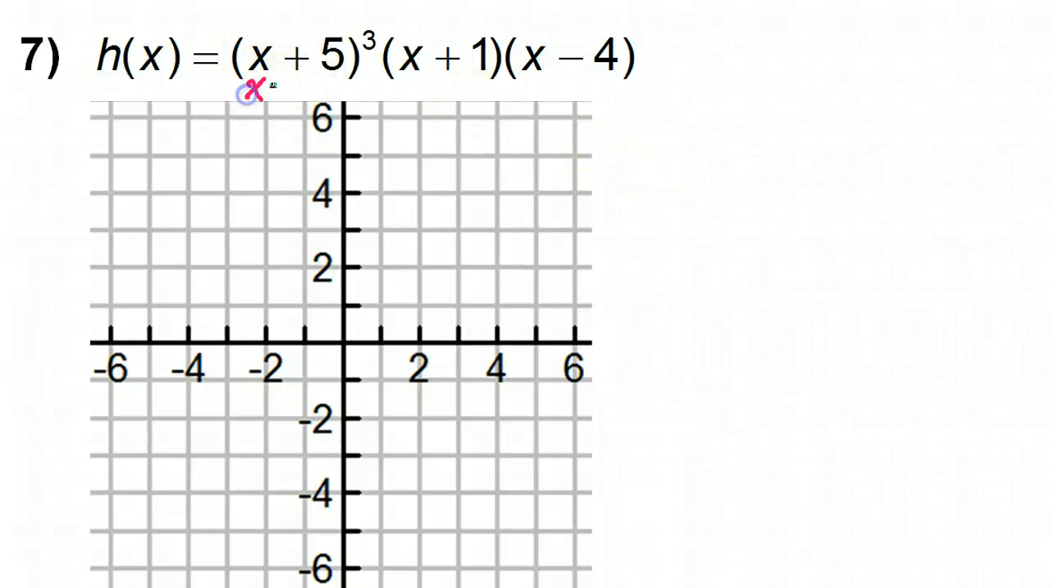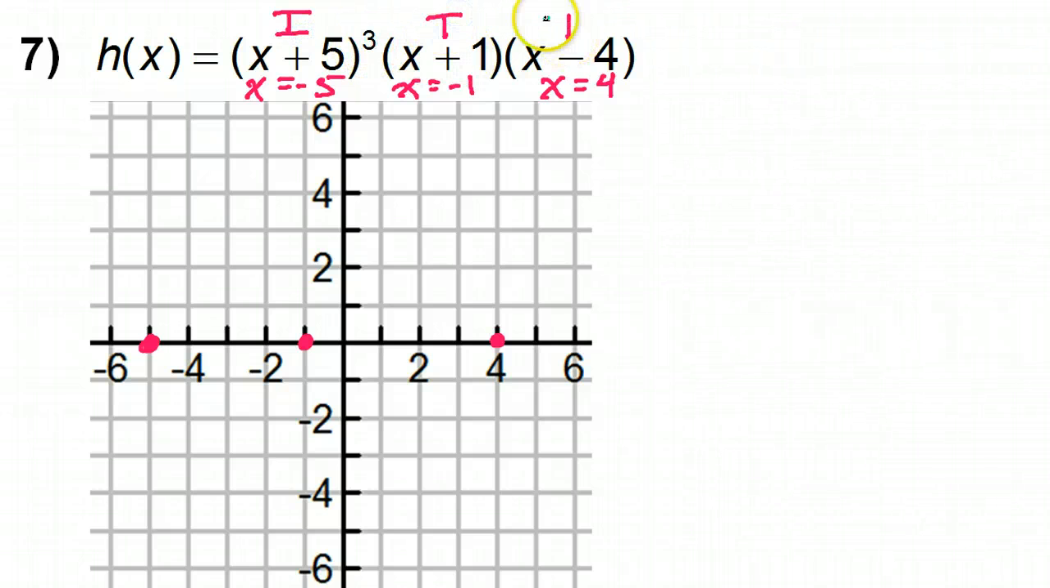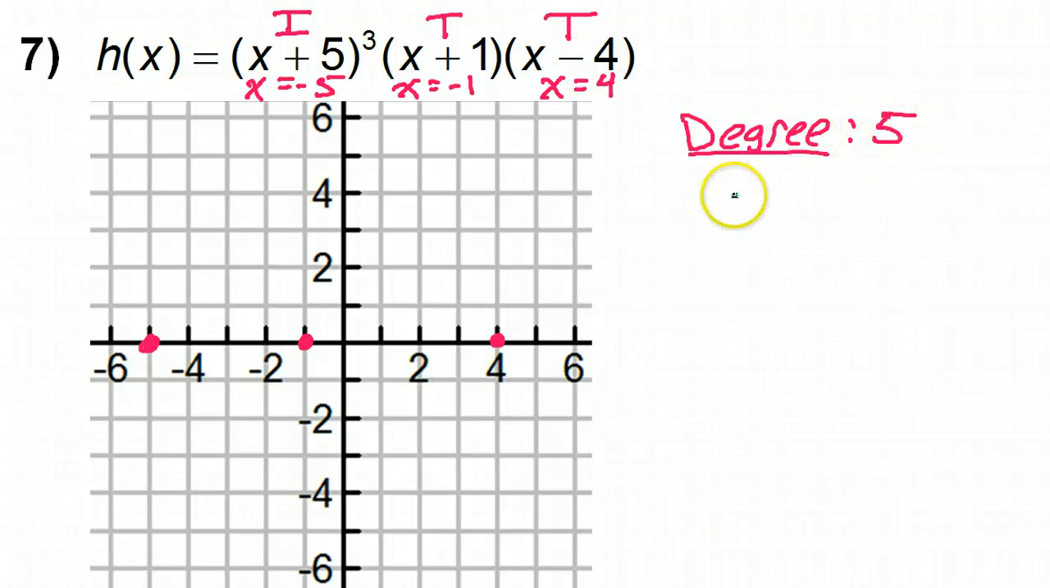We have zeros at x equals -5, x equals -1, and x equals +4. So here we have our -5, our -1, and our +4. This will be an inflection because of the triple root, and the other two will just go straight through. Now, end behavior, I need the degree to help me out with that. Let's see, I have 3, 4, 5. So this is degree 5.